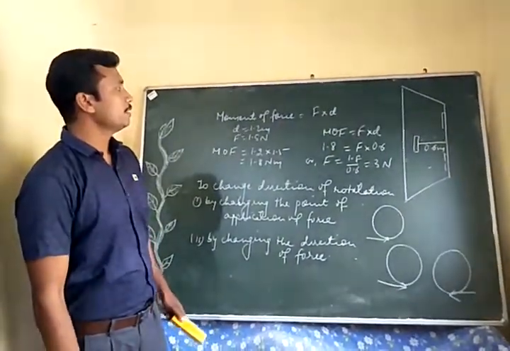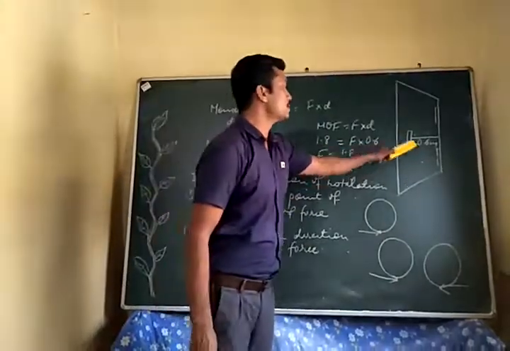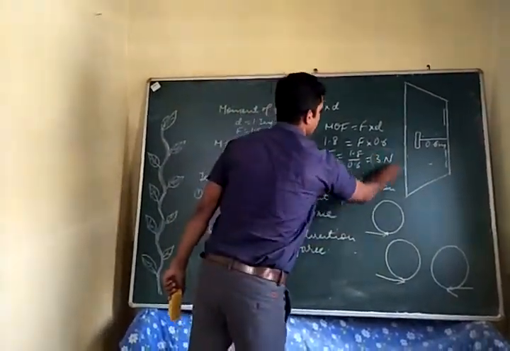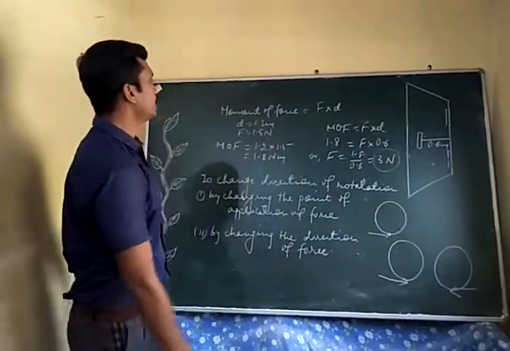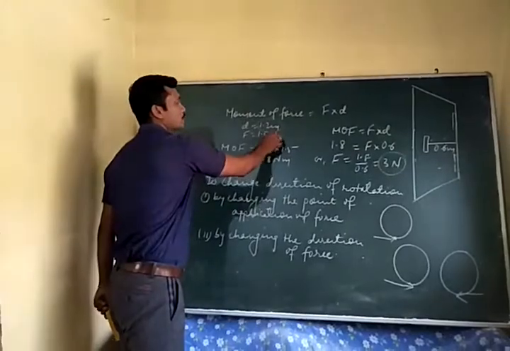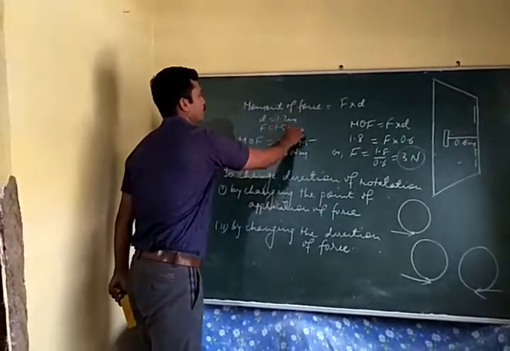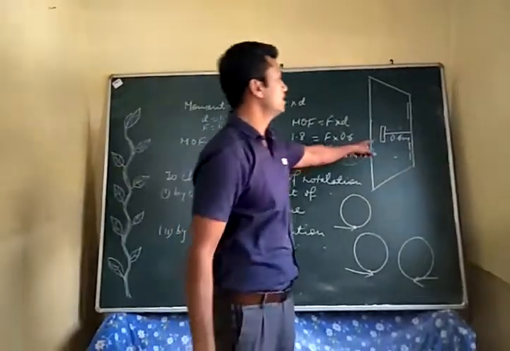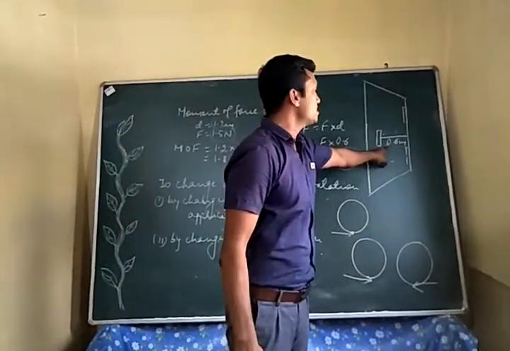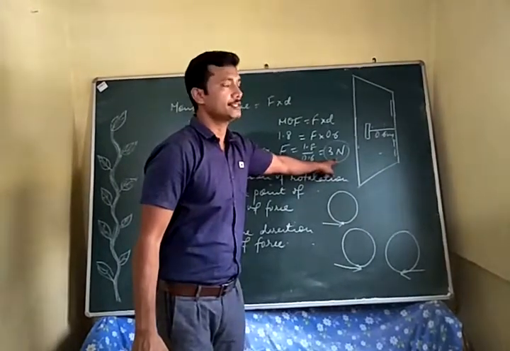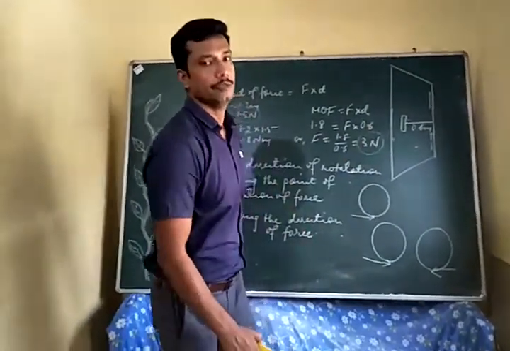So you can see, on decreasing the distance, the magnitude of the force is now increased, which is 3 Newton. Earlier when the distance was 1.2 meter, the force was less, which was 1.5 Newton. Now on decreasing the distance, you can see the amount of force to be applied is increased, which is 3 Newton.